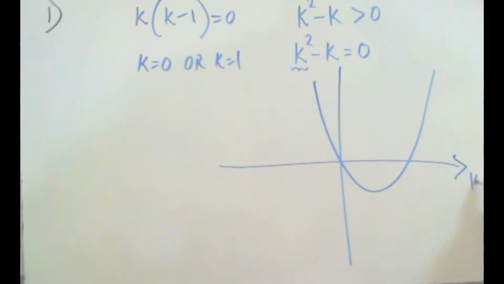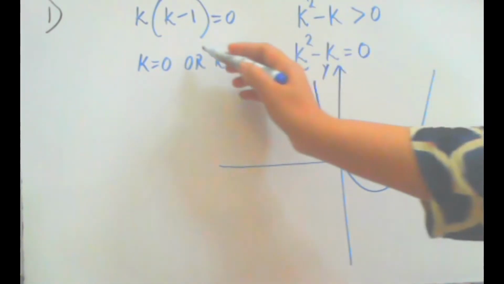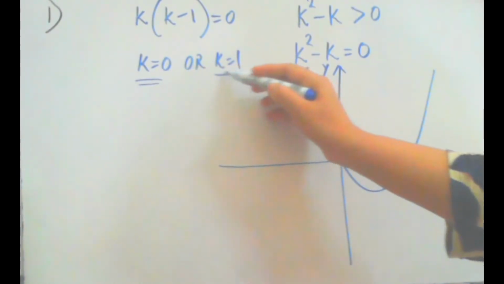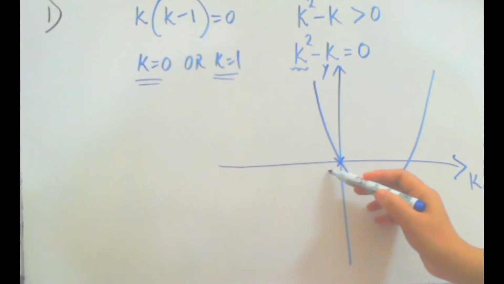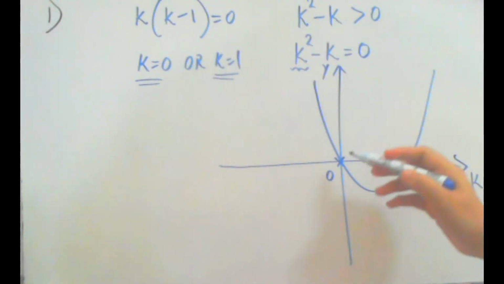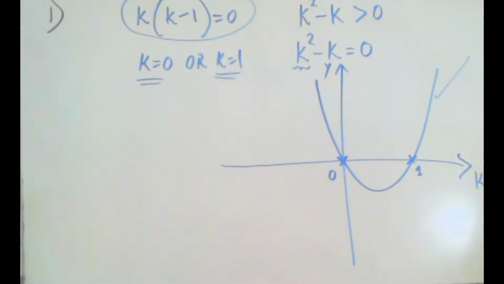So on this x-axis it is k, y-axis is y. If y is equal to 0, the roots would have been k equal to 0 and k equal to 1. So these are the points, this is 0, and this is the point where k is equal to 1. So the roots are nothing but the places where the graph is cutting the x-axis, in this case the k-axis.